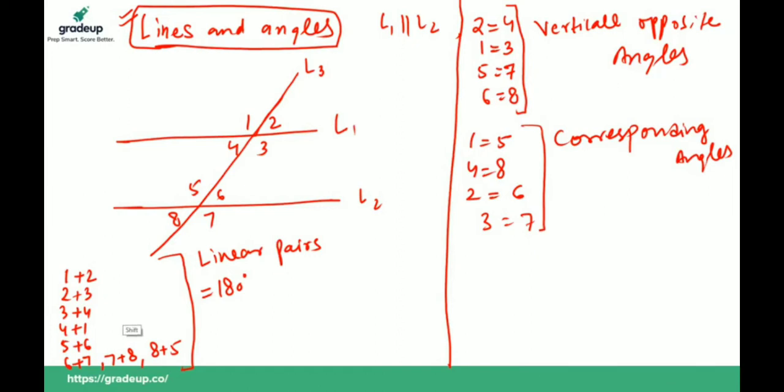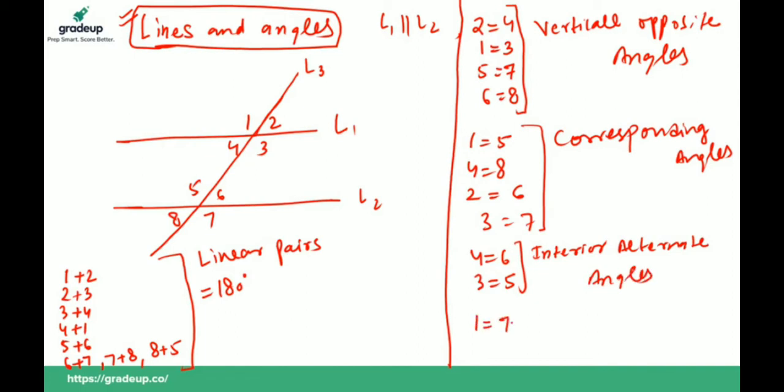Okay. Now listen carefully. 4 is equal to 6, 3 is equal to 5. These are interior alternate angles. And 1 is equal to 7, 2 is equal to 8. These are exterior alternate angles.